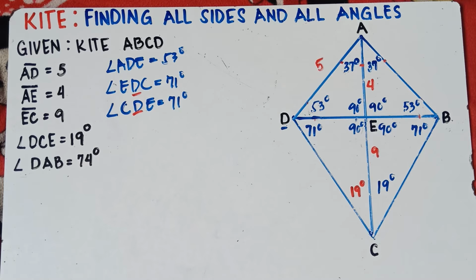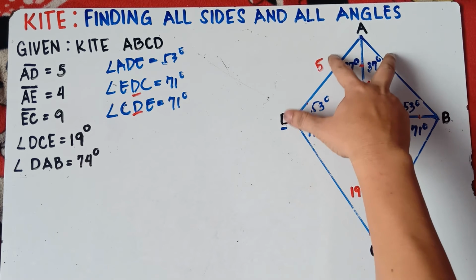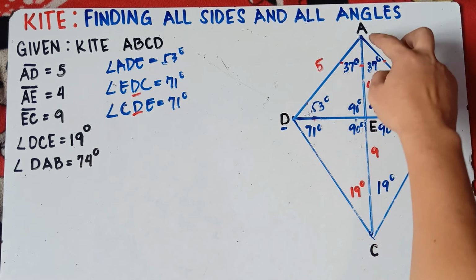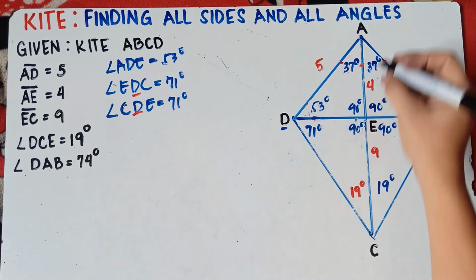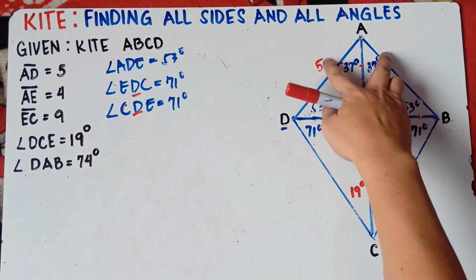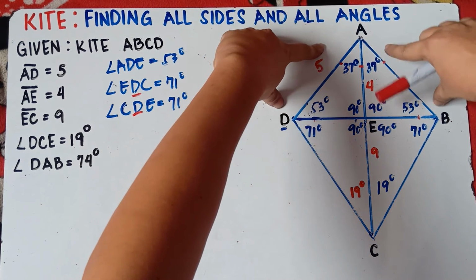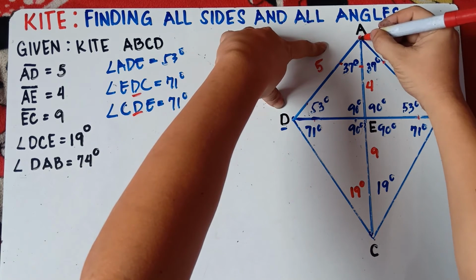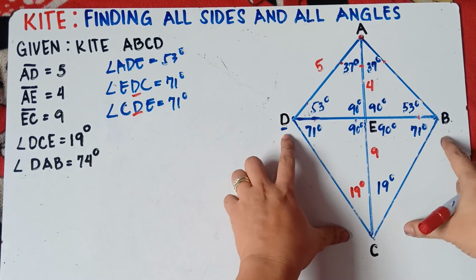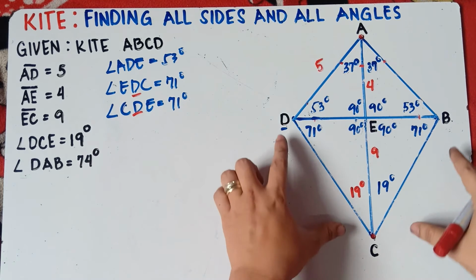Let's find all sides, class. Now, always remember, class, that in a kite, the adjacent sides are congruent. So these are what we call adjacent sides, because they share a common vertex, which is this point A. Once again, class, we call it adjacent sides when they share a common vertex. And these sides are also adjacent sides because they share a common vertex, that is point C.